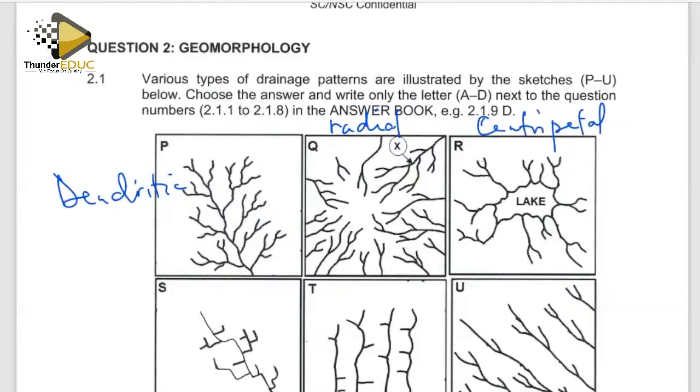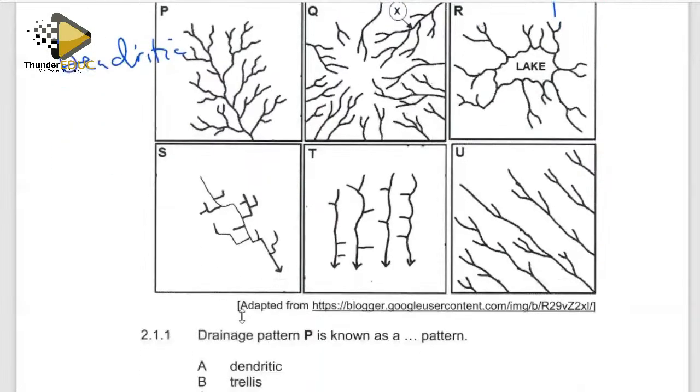Right, we move on to the next one. S, we are seeing that the streams are meandering or bending at right angles, and they're also joining the major stream at right angles. This is what we call a rectangular pattern. Right, and T, we are seeing that the main stream is longer, but the tributaries are shorter, and they join the major stream at right angles. This is what we call trellis.